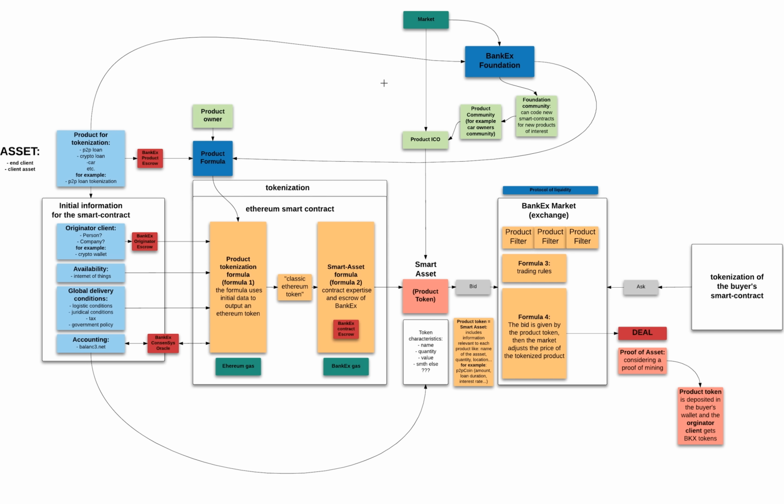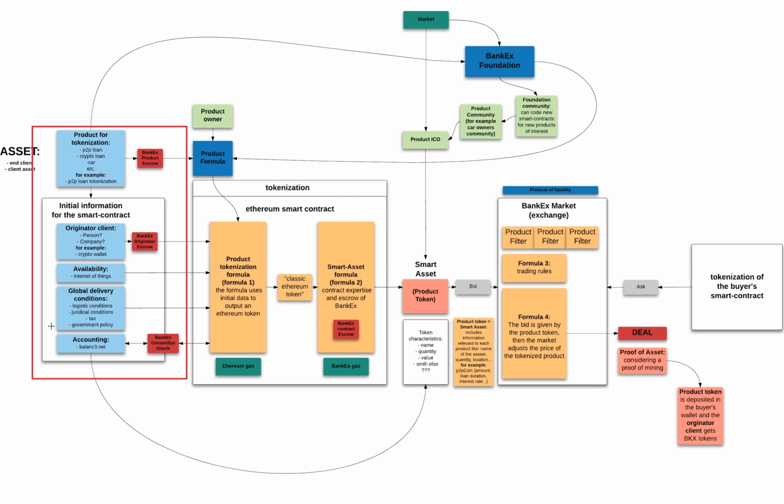So here we have a snapshot of our Lucidchart showing the different processes of our proof of asset protocol. To keep it simple, I'll use the example of a car owned by a person who wants to tokenize it and then exchange it against some other goods. So the proof of asset protocol takes as input some initial information that you can see on the left part.